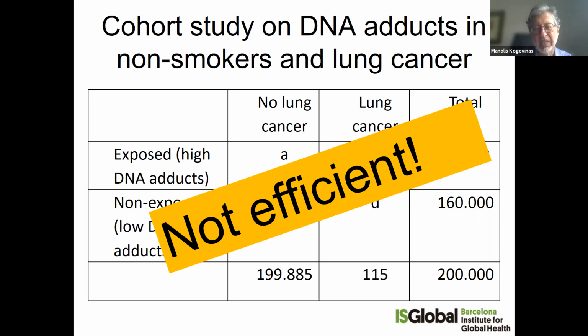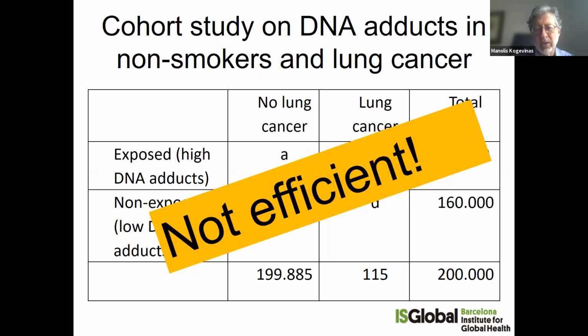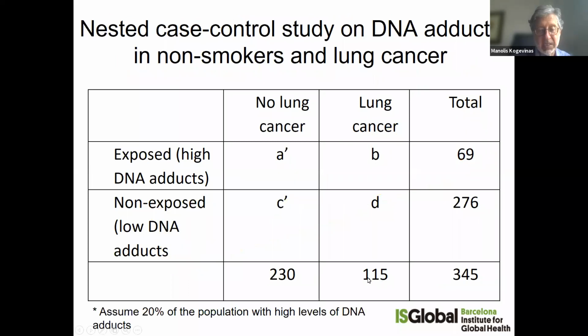It's not an efficient design. So a more efficient design is to do a nested case control study. Rather than doing a cohort analysis, analyzing everybody and then seeing how it's distributed, get your cases and, say, double the number of controls sampled from the cohort and do your analysis, and you'll get exactly the same results. So nested case control studies are just more efficient in many situations than doing a proper cohort analysis.